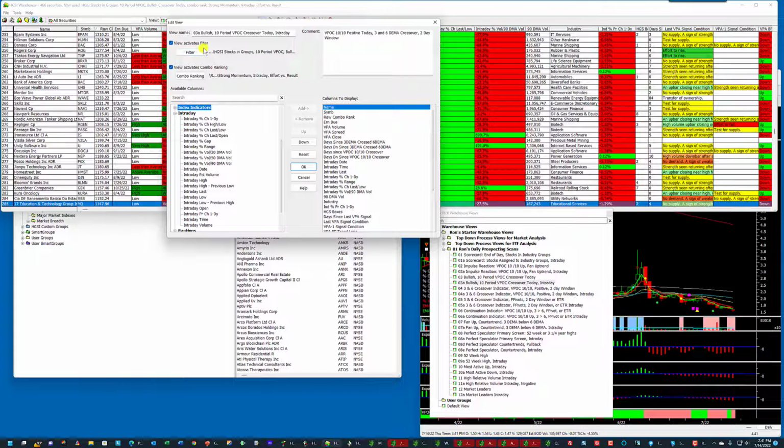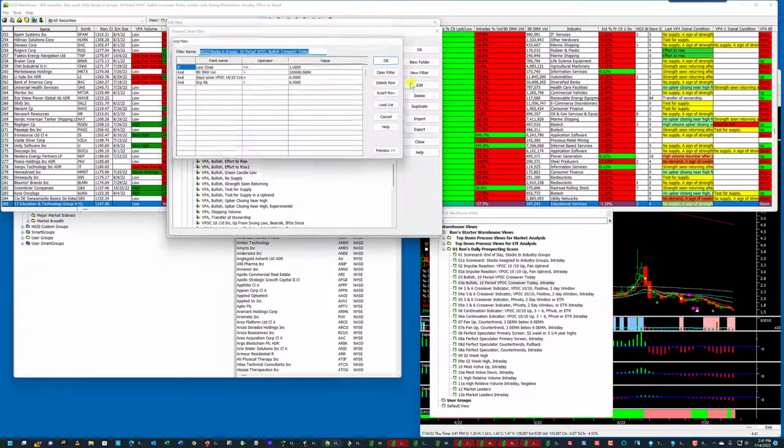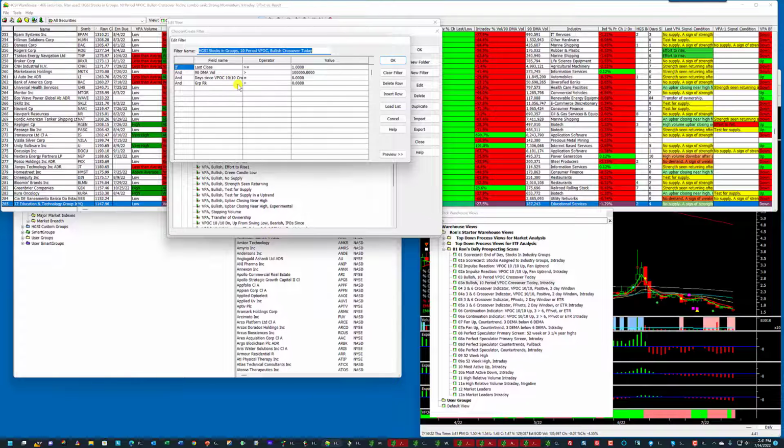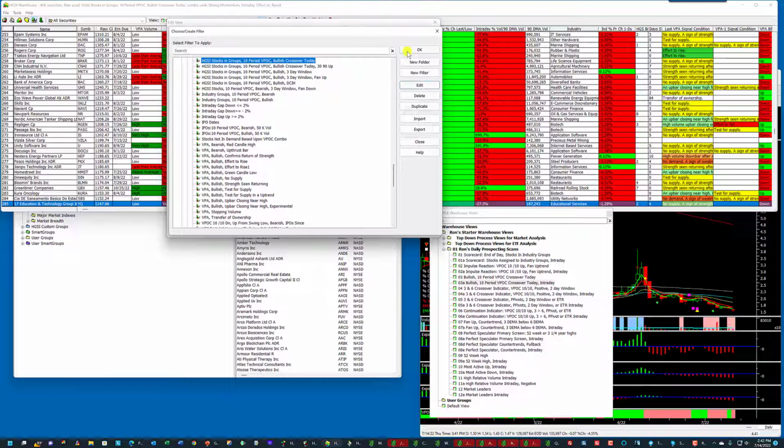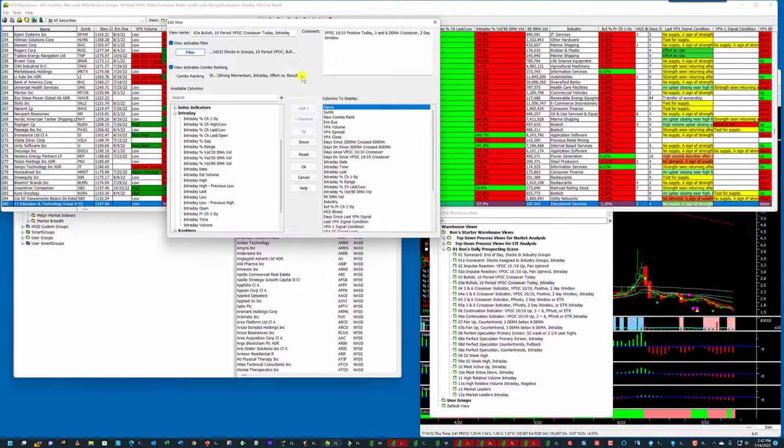There is a filter attached to this view, and this is just a basic filter right here, but it is days since the 10-10 crossover. I'm going to stick with that same view that I used in the previous video. So it's just looking for stocks that are crossing over today. 10-10 is the volume point of control. It's 10, what we call 10 buckets in 10 days. So it's a short-term crossover indicator, which I use in a lot of views.